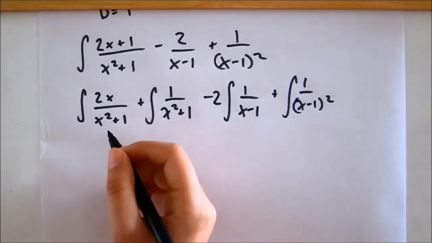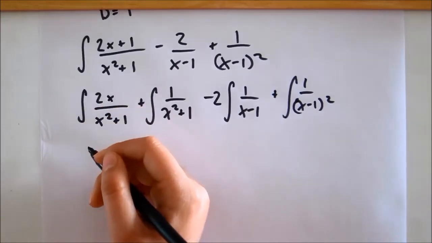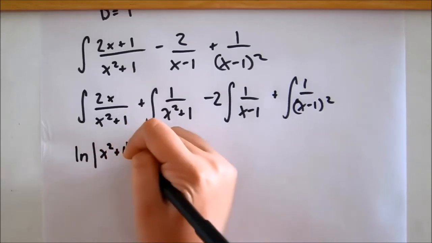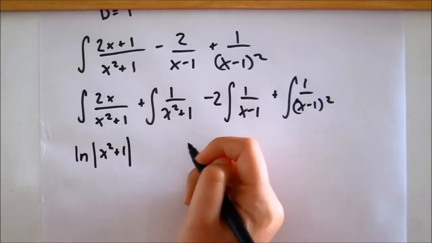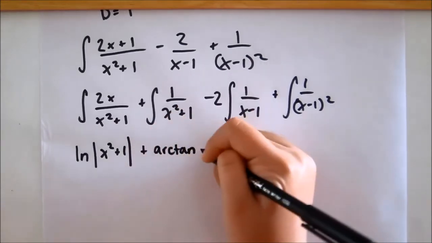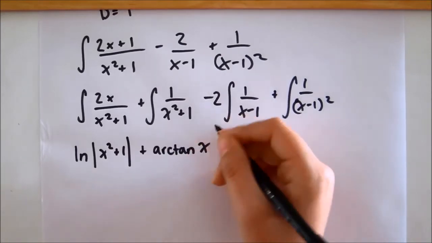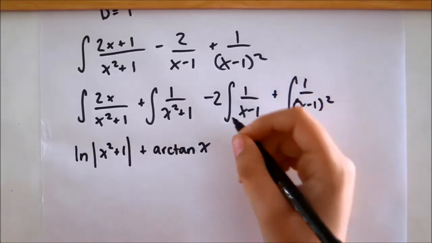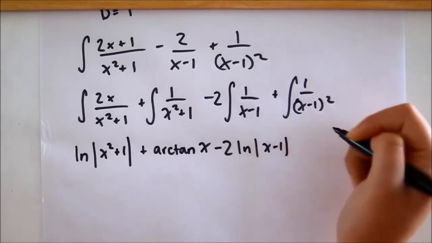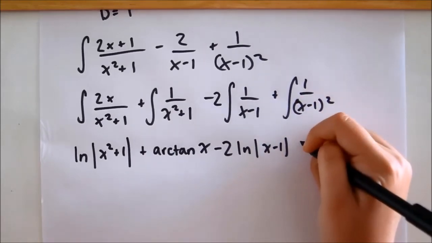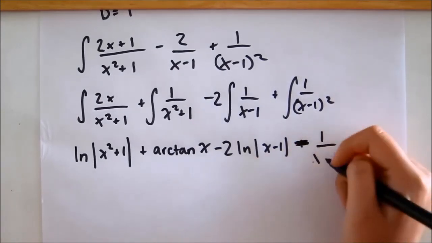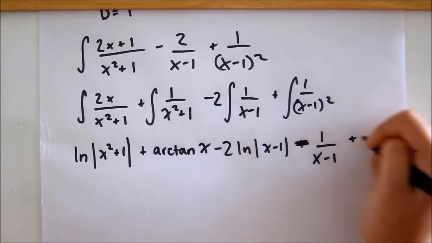Now if we want to integrate these parts, we can just use u substitution for the first one, which gives us the natural log of the absolute value of x squared plus 1. We realize that the integral of 1 over x squared plus 1 is just arctan, so we get plus arctan of x. The -2 just stays out in front, and this is u substitution again, so we get -2 times the natural log of the absolute value of x minus 1. Then we get another u substitution, where we get minus 1 over (x minus 1), plus c.